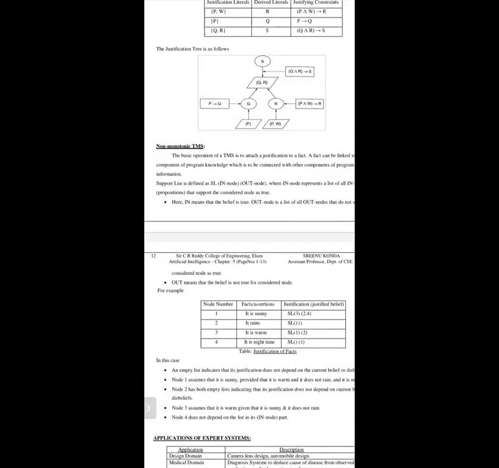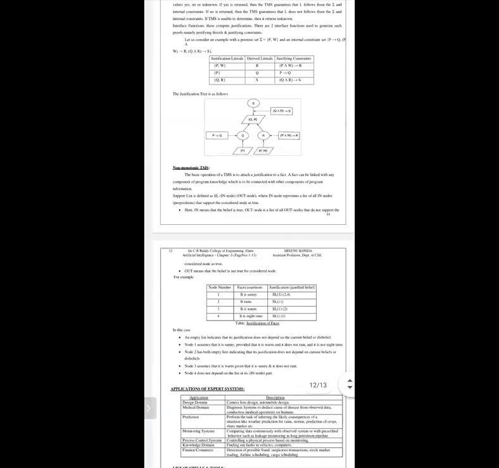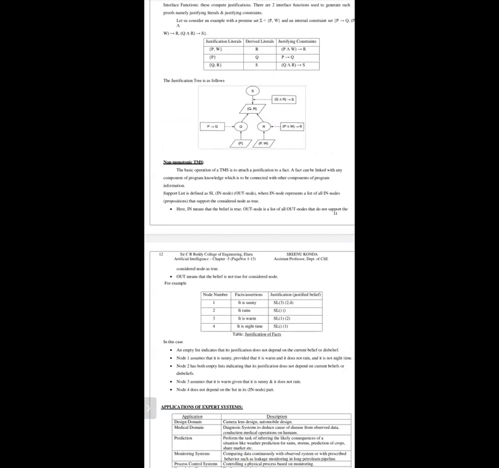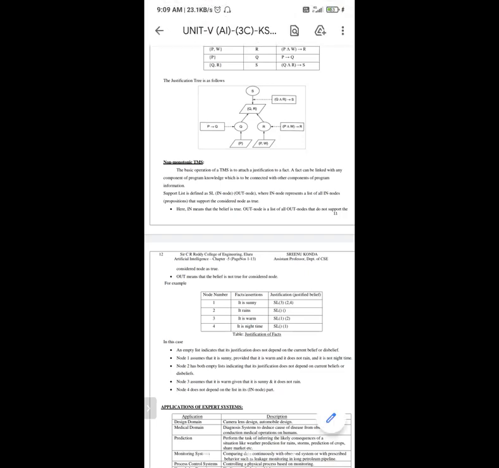Okay. Now let us see non-monotonic TMS. So the basic operation of TMS is to add or attach justification to a fact. In order to attach a justification to a fact, we are going to use TMS, truth maintenance system. So a fact can be linked with any component of programming knowledge, which is to be connected with other components of program information. Support list is defined as SL, in node and out node. That means inward node and outward node.